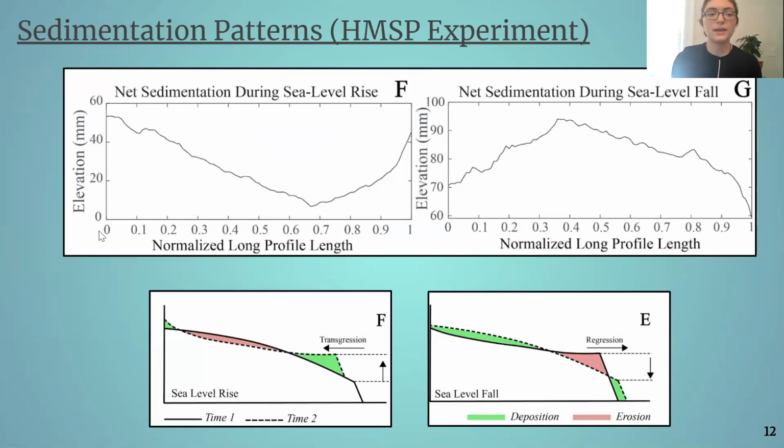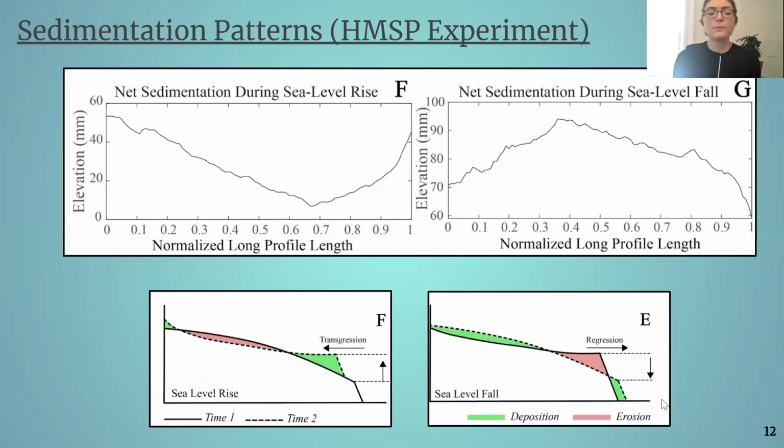So 0 would be the river inlet where water's coming in, and 1 would be the shoreline where the sea level is touching the fluvial surface. So 0 would be here and 1 would be here. During sea level rise, we see that the most sediment was deposited in the upstream and at the shoreline. And during sea level fall, we've got most sediment being deposited in the middle of the profile. And these patterns of deposition match the shape that we would expect: convex during sea level rise and concave during sea level fall.